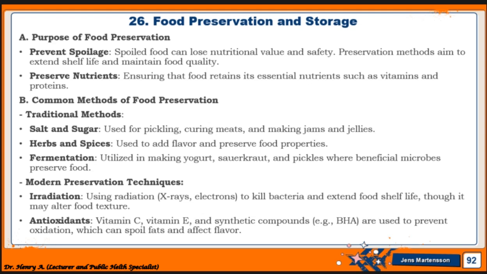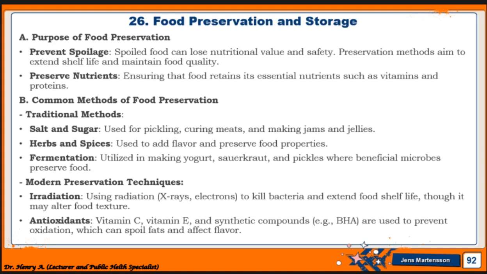Let's look at the second aspect, common methods of food preservation. What are the common methods of food preservation? Number one, you have the traditional methods. And number two, you have the modern preservation methods. Under the traditional methods, you have the use of salt and sugar, for pickling, for curing meats, and for making jams and jellies.